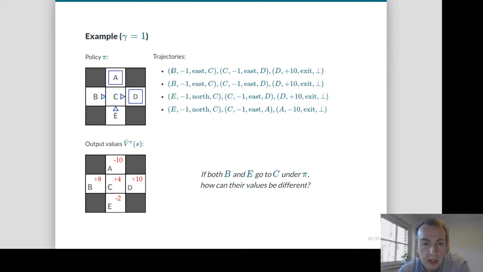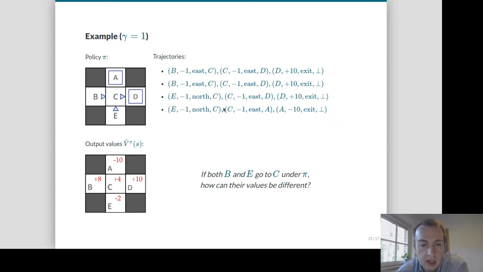You can do the same for B. So in B, we have two trajectories that pass through B. For the first one, the total reward that you observe is minus 1, minus 1, plus 10. So it's plus 8. And for the second trajectory, it's again the same. It's minus 1, minus 1, plus 10, so plus 8. And the empirical average of plus 8 and plus 8 is plus 8. Right? And this is the value that we report in this cell.